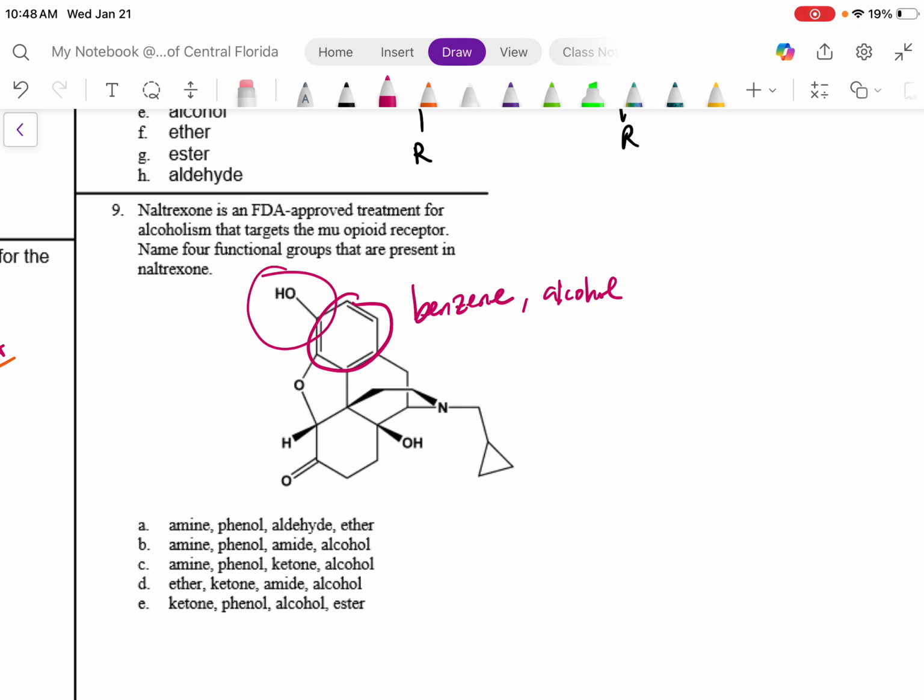We have an alcohol there. What do you think that species is with that nitrogen right there? That would be an amine. What type of an amine? Let's pay close attention. That nitrogen right there is attached to a carbon, carbon, and a carbon. So that would be a tertiary amine. This guy right here would be a ketone. This guy there would be an ether.